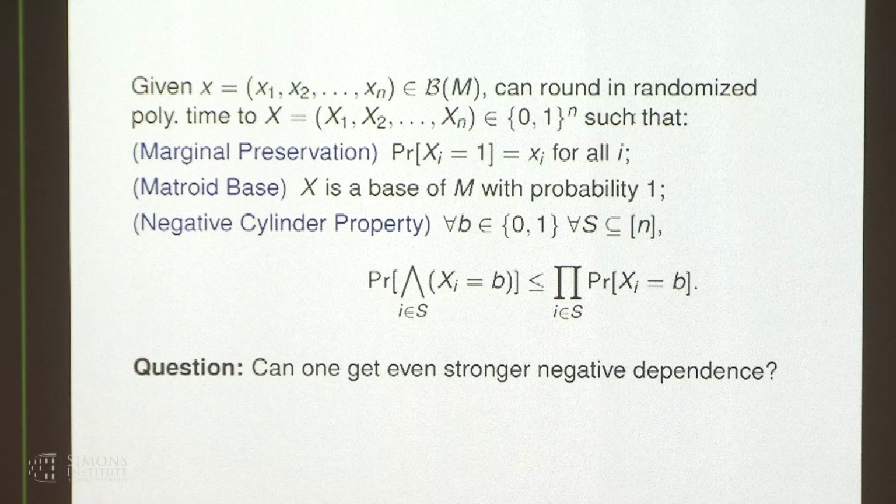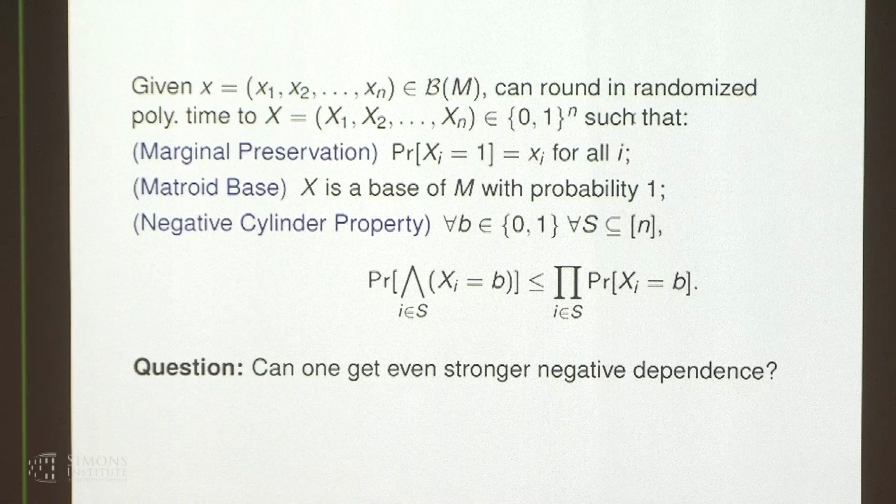So one question one can ask is, okay, we got the negative cylinder property here. Can one get even stronger negative dependence? As we'll see, this is not just a question of some mathematical interest, but towards the very end, we'll see that the stronger the negative correlation, the better the concentration properties you can expect. So let's just abstractly ask this question for matroids. Given a point in a matroid polytope or in a matroid base polytope, can you round it to an independent set or a base of the matroid such that the marginals are preserved and such that you get even stronger negative dependence properties between the coordinates? That turns out to be possible.